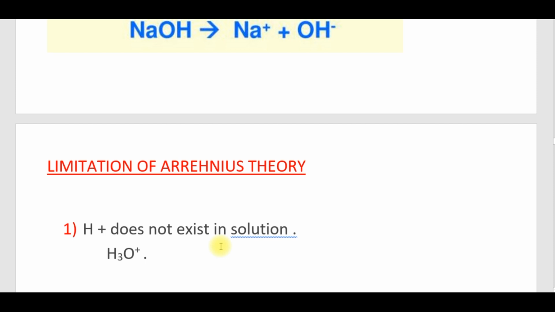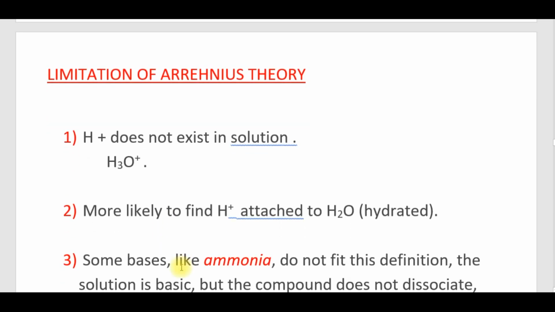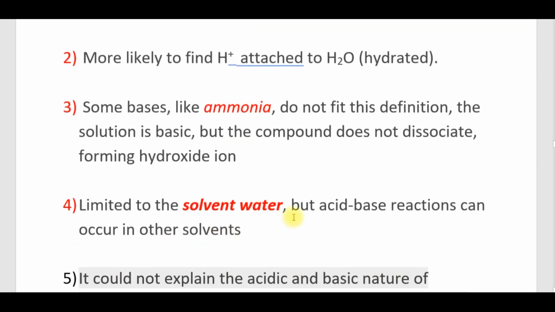Since the Arrhenius concept is a very important concept, it also has certain limitations. The limitations of the Arrhenius theory are: H plus does not exist in solution as a free ion, it is more likely found as H3O plus, H plus attached to water. The next limitation is that some bases like ammonia do not fit this definition. Ammonia doesn't have an OH minus group when it dissolves in water. The solution is basic, but the compound does not dissociate forming hydroxide ion. It is also limited to the solvent water, but acid-base reactions can occur in other solvents.